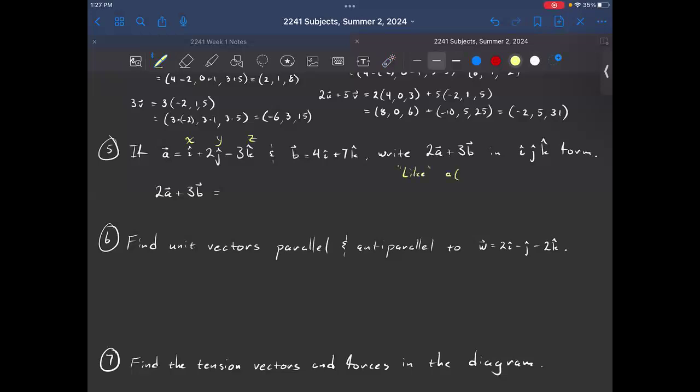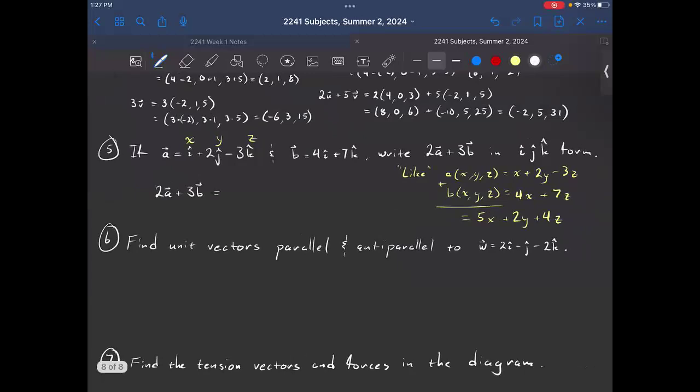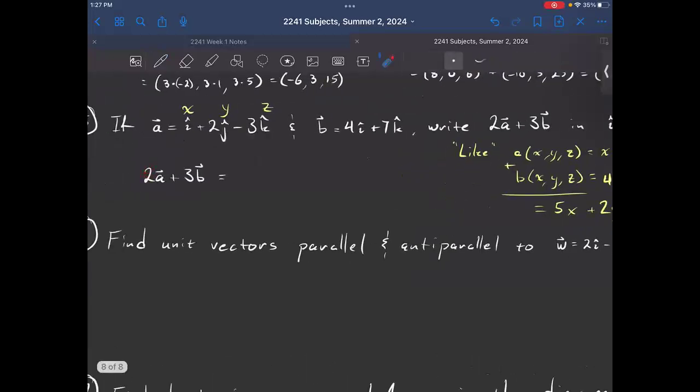having, all right, a of x, y, z equal x plus 2y minus 3z, and b of x, y, z, these big multiple variable polynomials, as 4x plus 7z. And then what's a plus b? Well, it ends up being 5x plus 2y, and then plus 4z. Oh, well, that's exactly what we're going to do over here, except we are going to add in twice a and 3b.